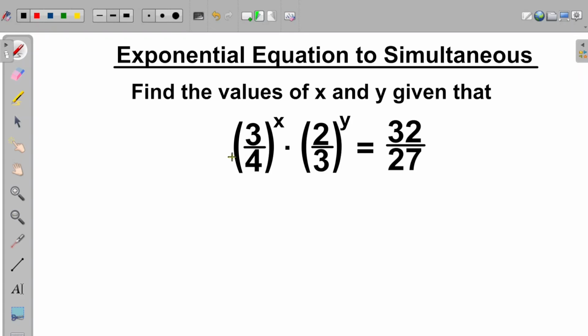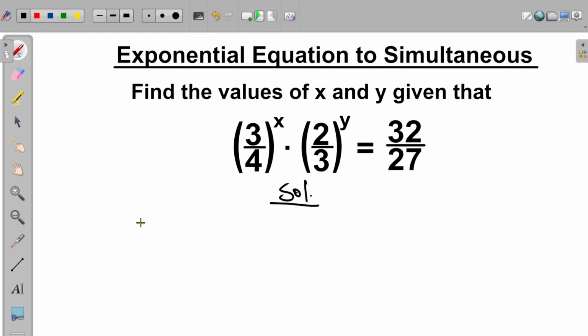Hello everyone. In this video, we are asked to find the values of x and y, given that (3/4)^x multiplied by (2/3)^y is equal to 32/27.